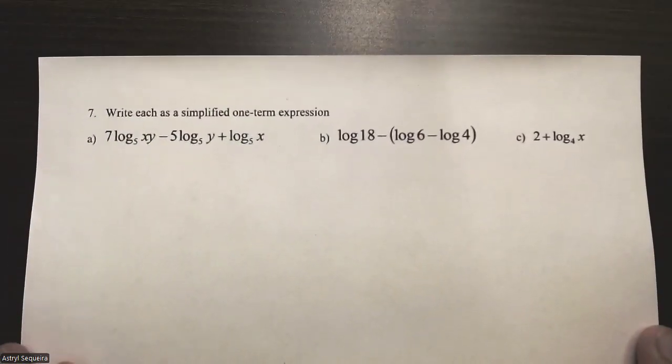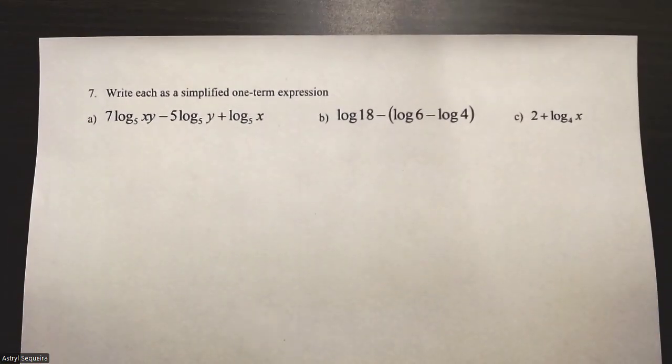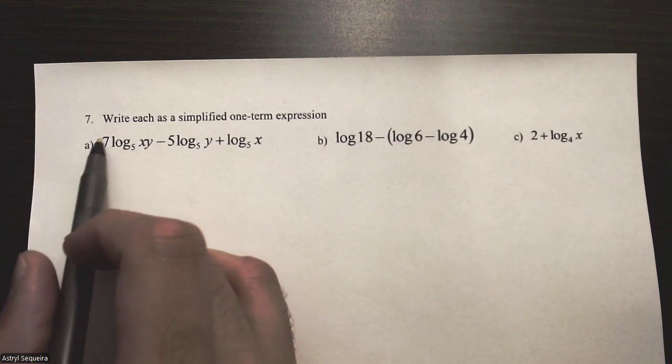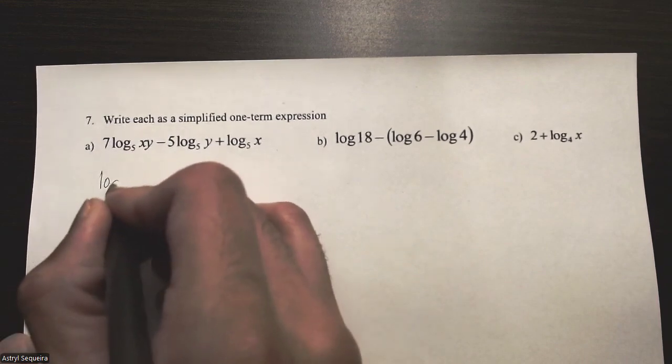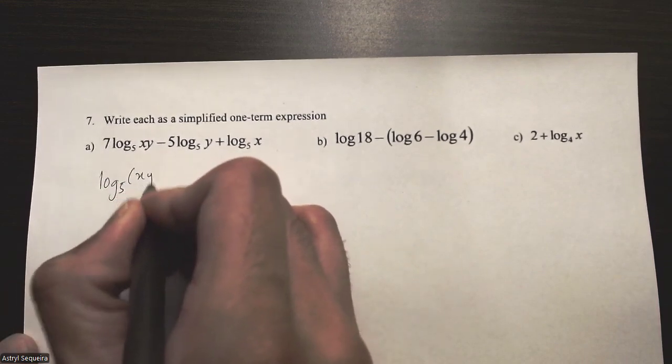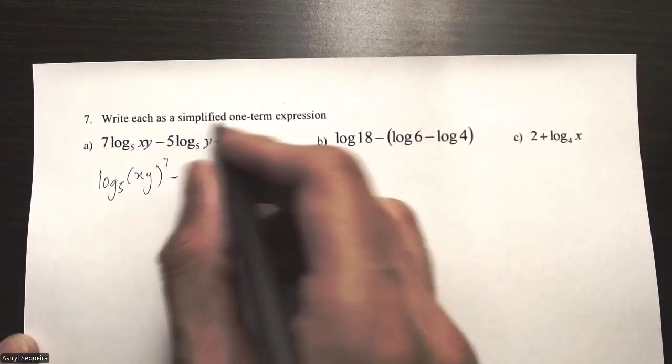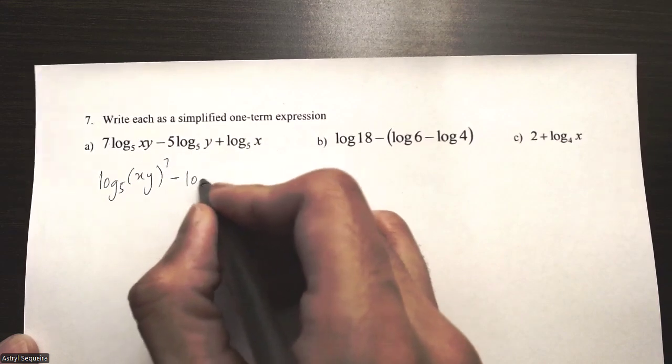Okay, question number 7 is next. Just 3 more questions in this one, although the 8th one is pretty long. Question number 7, write each as a simplified one-term expression. So for this one, the first thing I'm going to do is move the 7 to the exponent to make sure you distribute it for both terms over here. I'll move this 5 to the exponent as well.